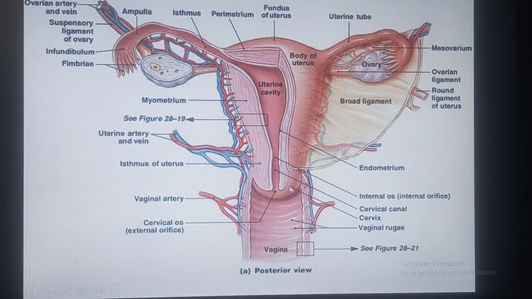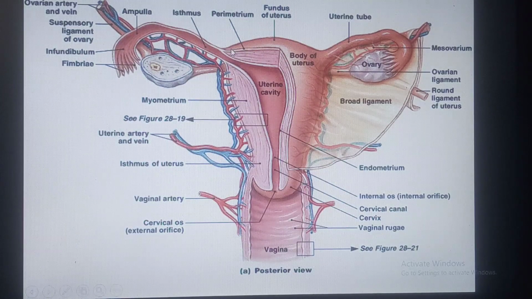Now, this is actually the posterior view. Now, these structures, you could also be asked to arrange them from anterior to posterior or vice versa. So from anterior to posterior, we are going to have, of course, the round ligament of the uterus, followed by, of course, the uterine tube, and then the posterior most structure will be the ovarian ligament. So these are how the structures relate at the level of the conua. These structures are all going to be related to the conua.